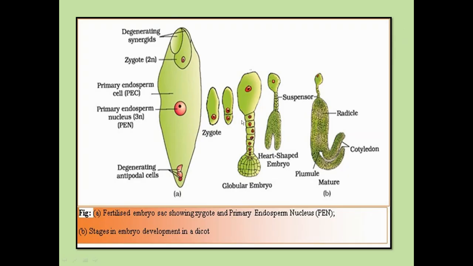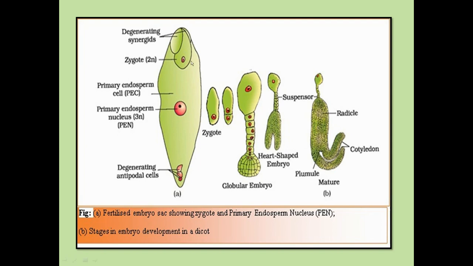So let's understand the whole process. The pollen tube enters through one of the synergids, and a male nucleus is going to fuse with the egg to form the zygote, and one male nucleus is going to fuse with the two nuclei of the central cell, that is the polar nuclei. Triple fusion takes place here, and this triploid nucleus ultimately forms the primary endosperm cell or the PEN, that is primary endosperm nucleus.